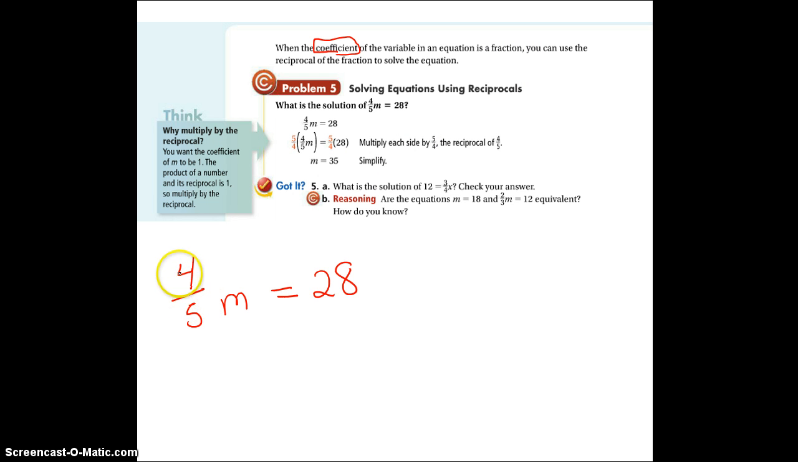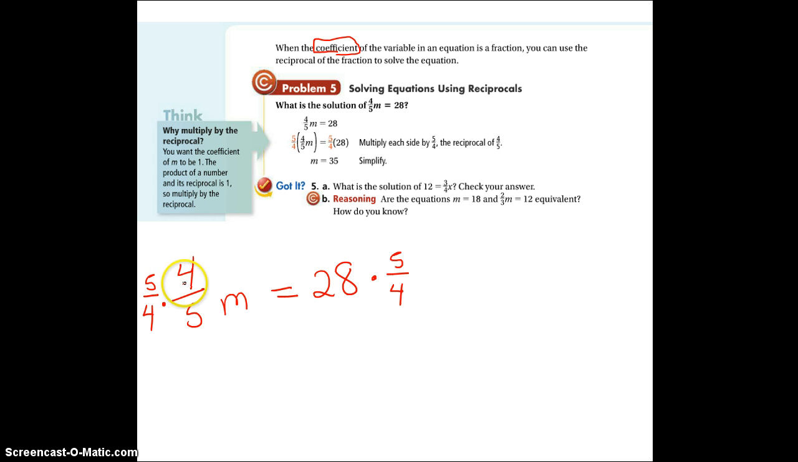So what we can do is we can actually multiply this. This is one of our multiplicative identities, the multiplicative inverse. We can multiply this by 5/4. And if I multiply the left side by 5/4, remember we want to keep it fair, so we have to multiply the right side by 5/4.